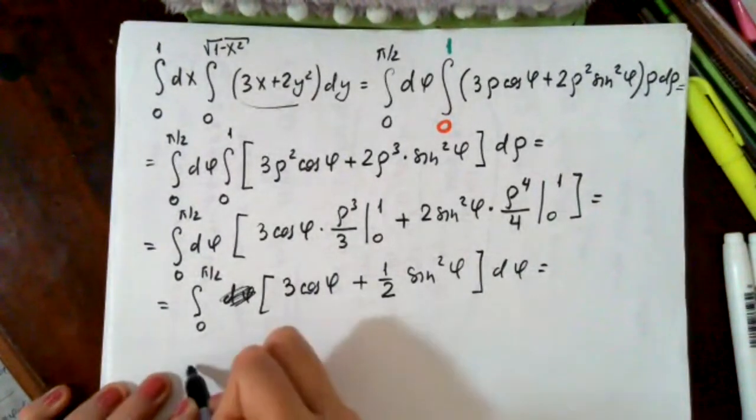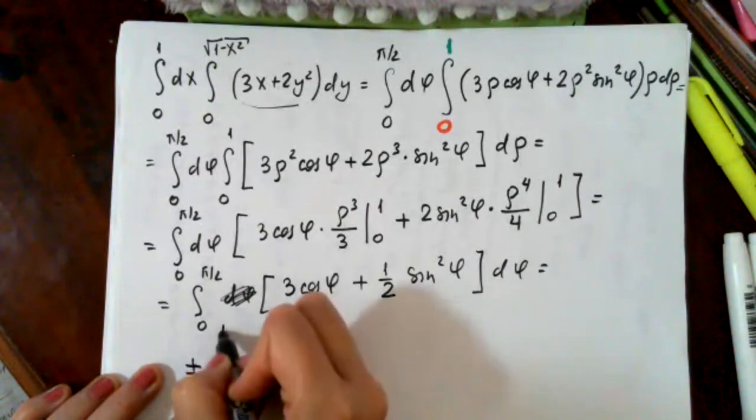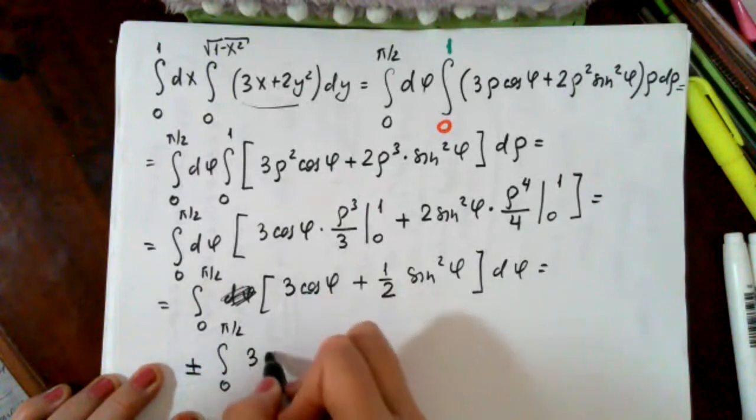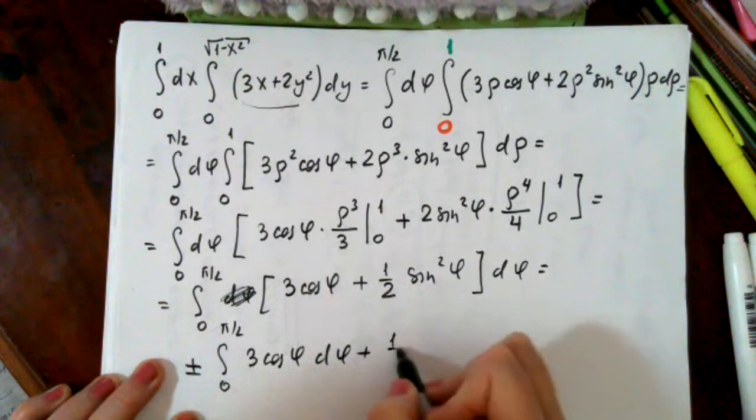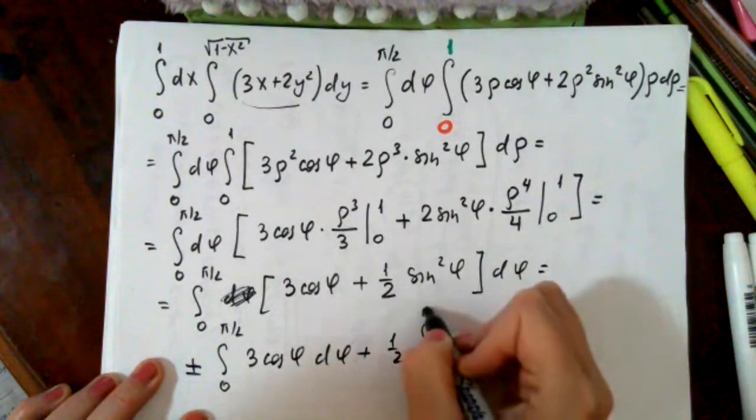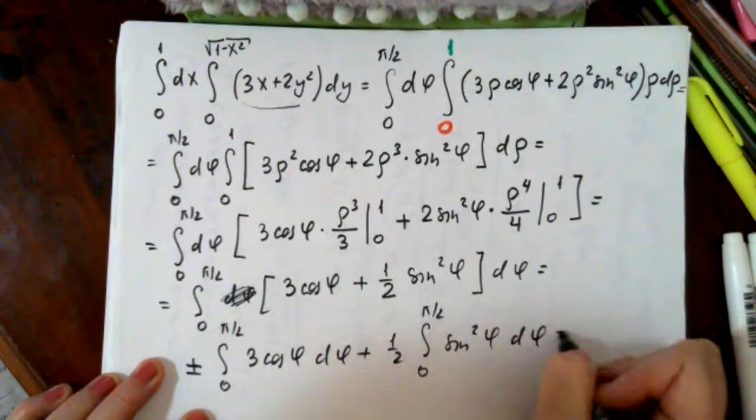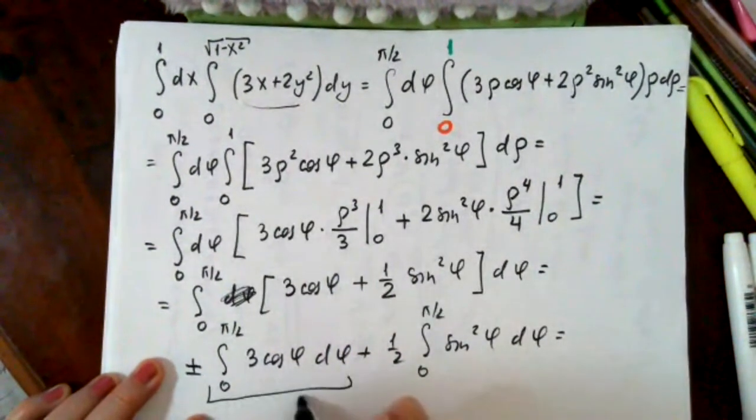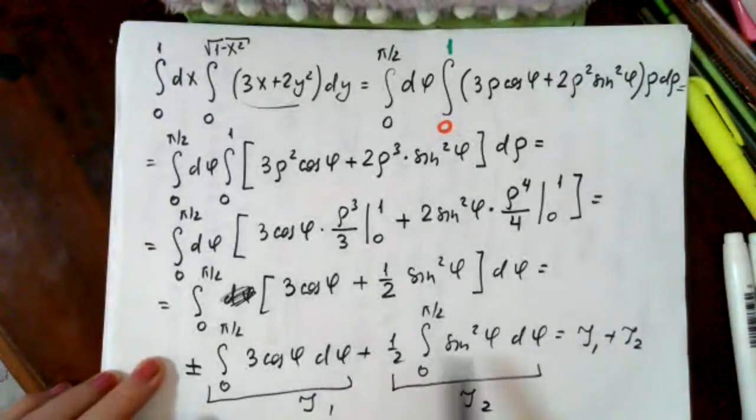That is why I suggest we split this integral into two terms. The first integral will be 3 cosine phi d phi. And the second integral will be the second term, because we need to discuss them separately. Let's denote them as I1 and I2. So our sum will be I1 plus I2. And I'm going to discuss them separately, one by one.